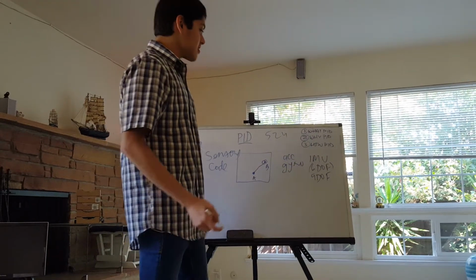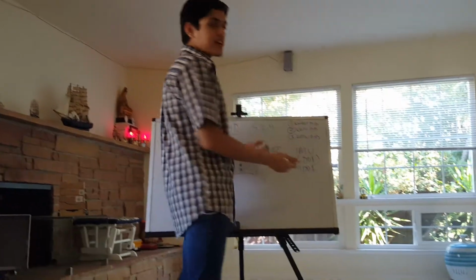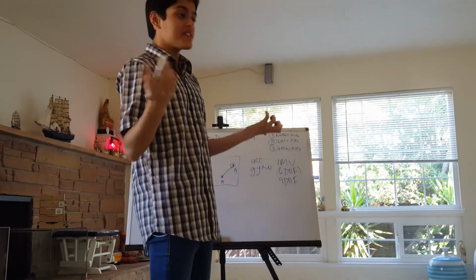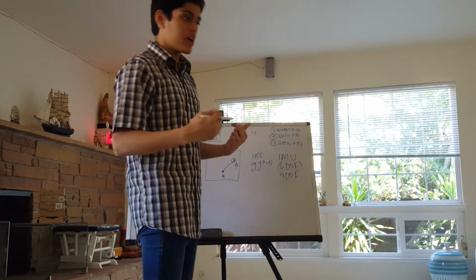What's the difference between 6 DOF and 9 DOF? Okay, so DOF actually stands for degrees of freedom. It basically is how many dimensions of information that you are going to record.